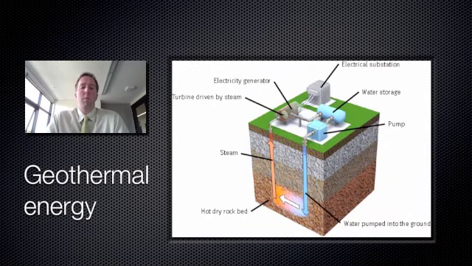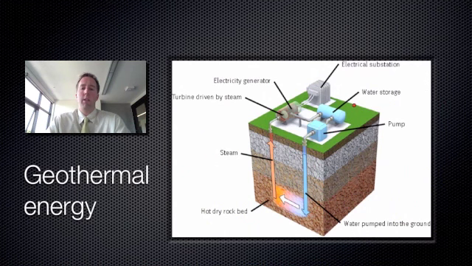So when we're talking about electricity, something that comes up is energy. And there are lots of different ways to generate energy. One great way to generate energy is something called geothermal energy. And geothermal energy uses the heat of the earth to make steam, and that steam turns a turbine. So we'll go through that very quickly.